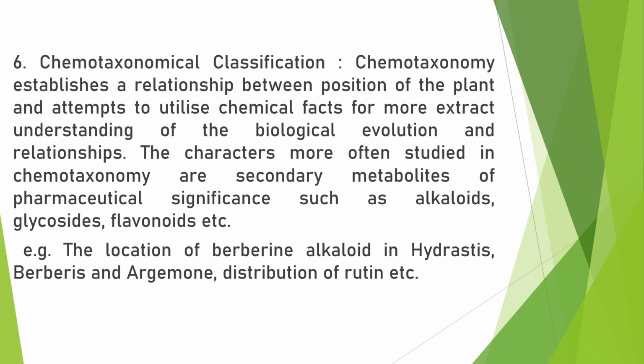The characters more often studied in chemotaxonomy are secondary metabolites, which are of greater medicinal value and pharmaceutical significance, such as alkaloids, glycosides, flavonoids, etc. For example, the ideal example will be, I guess, the location of berberine alkaloid in Hydrastis, Berberis, and Argemone, or we can put an example like distribution of rutin, the entire group, etc.